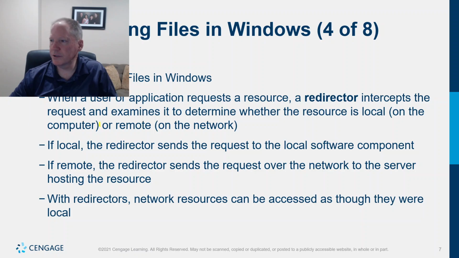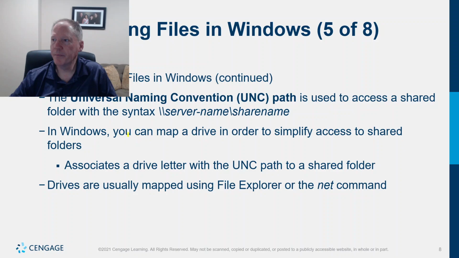Now, when a user or application requests a resource, a redirector intercepts the request and examines it to determine whether the resource is local or remote. If local, it sends a request to local software. If it's remote, it sends a request over the network to the host machine that is hosting that share. So when we create a share in Windows, then go to our CentOS box, and say, hey, go load that up, that request will go to our Windows share, and then it will locate it, and then away it goes.